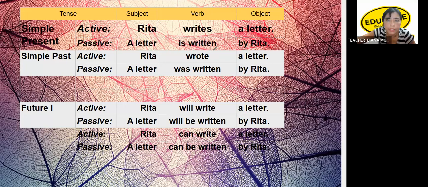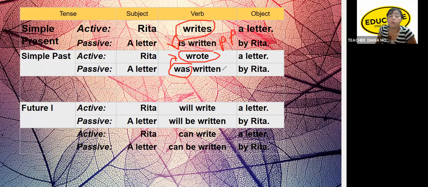This is in past, right? Wrote. Present, write. For third person, writes, present. Past, wrote. So you're gonna write here the verb to be in past because you have past. In present because you have present. Plus the past participle. And then I'm gonna create the passive voice. A letter was written by Rita.